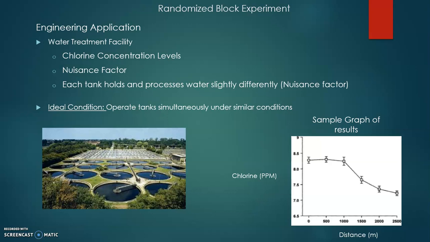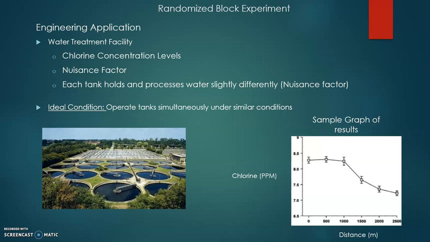For this example, we need to discuss the nuisance factor. The nuisance factor would be that each tank holds and processes water differently, and this changes when the temperature exceeds 90 degrees Fahrenheit. To create an ideal condition for the experiment, all tanks must be operating simultaneously and under similar conditions to reduce the nuisance factor.